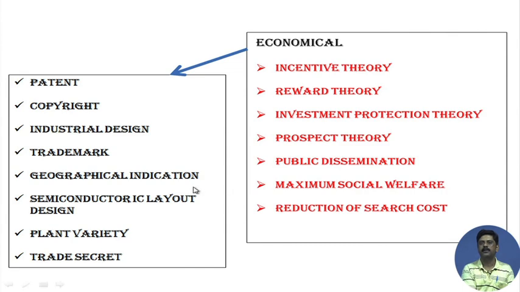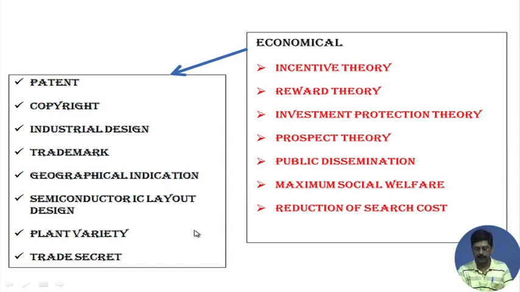So reduction of search cost is not applicable to everything; it applies to trademark specifically. The trademark owner puts a beautiful name, logo or label on his product, and by virtue of that, people will be able to differentiate one owner's product from another's. By virtue of that, the search cost for a particular product will decrease. If some incentive is provided, the owner will be more interested in protecting his rights, so that somebody is not allowed to infringe his trademark or pass off his trademark. Ultimately people will get a genuine product. So the reduction of search cost theory is only applicable to trademark, maybe not for others.